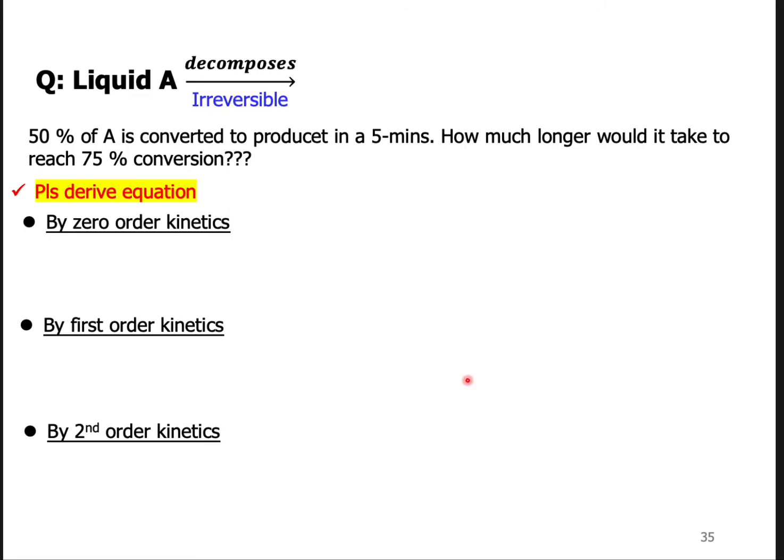So now I'm going to give you an example or homework. I have a liquid A that decomposes irreversibly, and we know 50% of A is converted to the product in 5 minutes. How much longer will it take to reach 75% conversion? So 50% of A is converted to product, so I tell you XA equals 0.5 and t is 5 minutes. How much time does it take to reach 75% conversion? It means XA equals 0.75. What's the time?